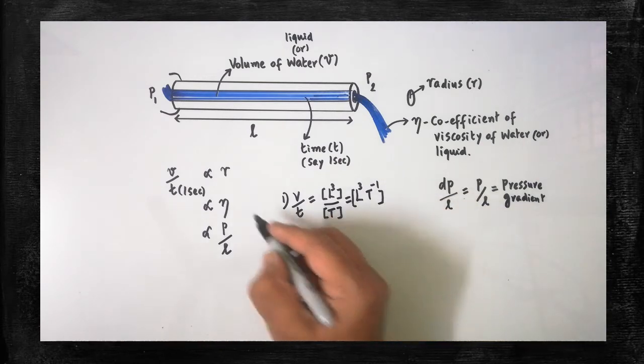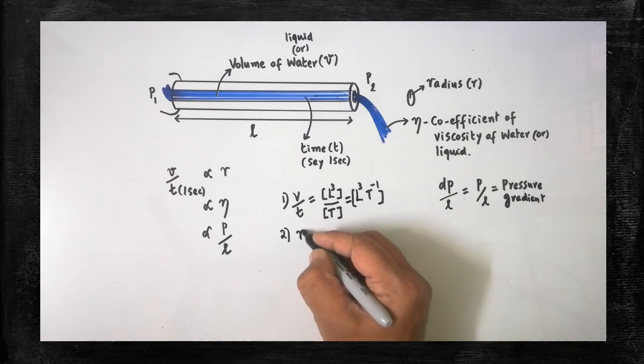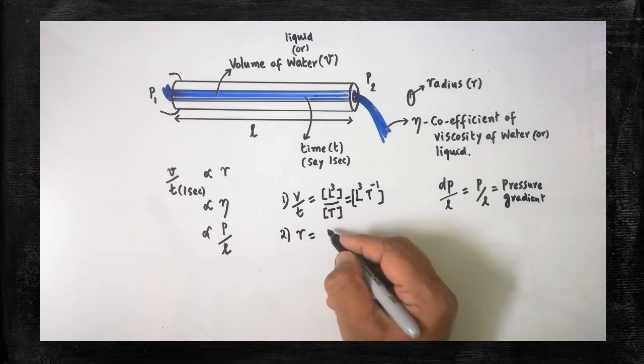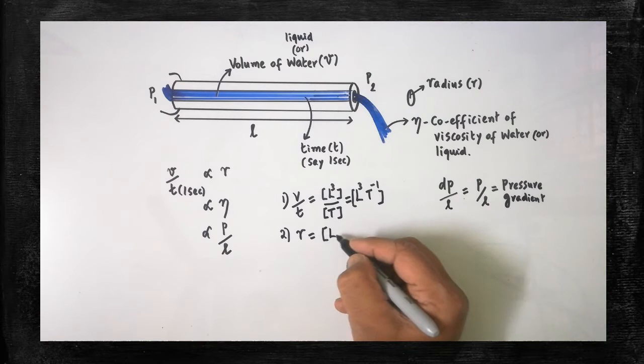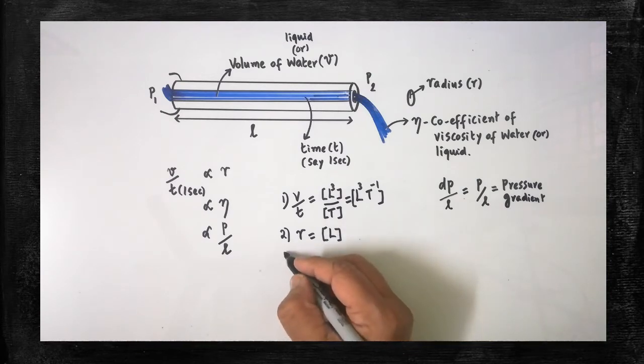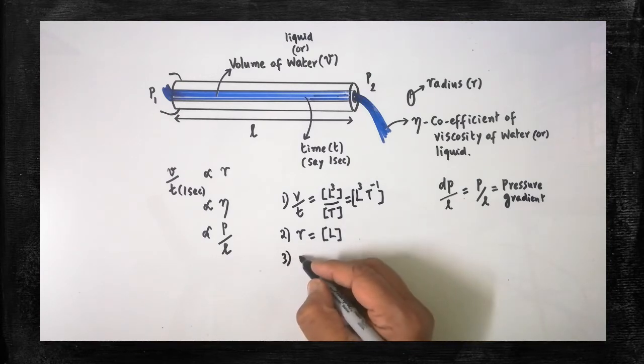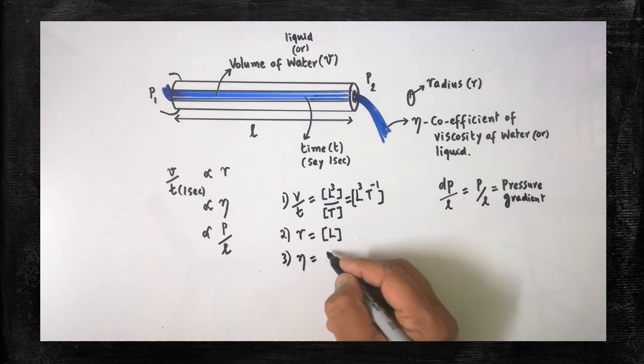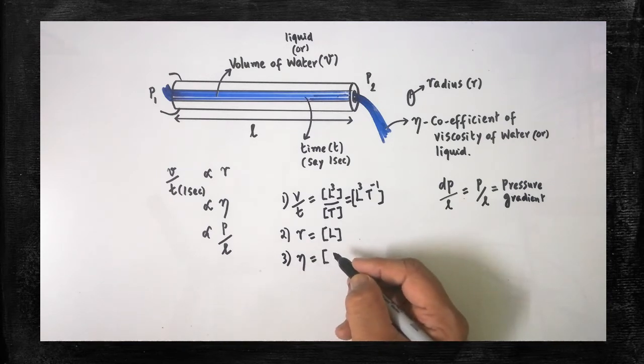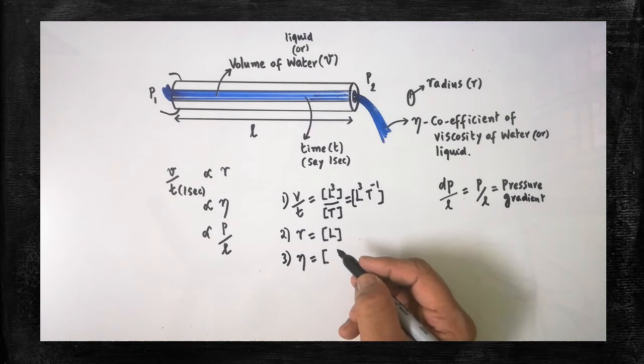The second factor is radius. Radius is nothing but a very small length. Therefore, its dimensional formula is L. The third one is the coefficient of viscosity. Its dimensional formula is here. It is also given in the textbook.